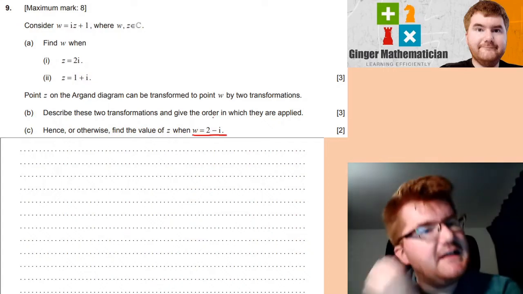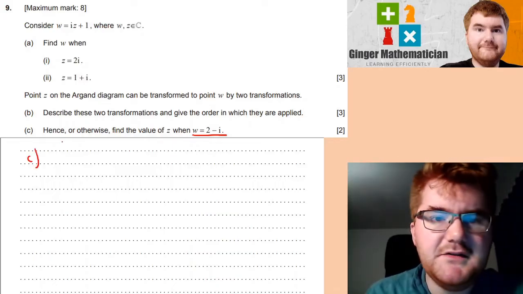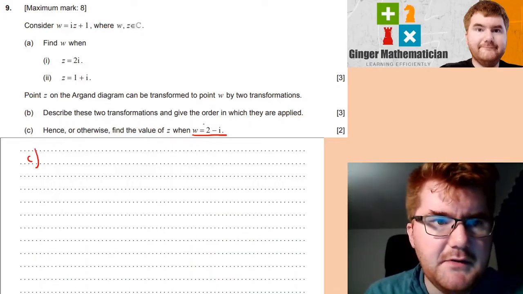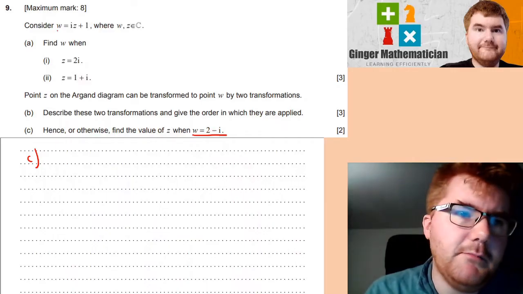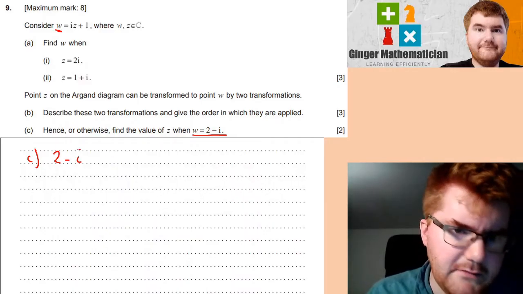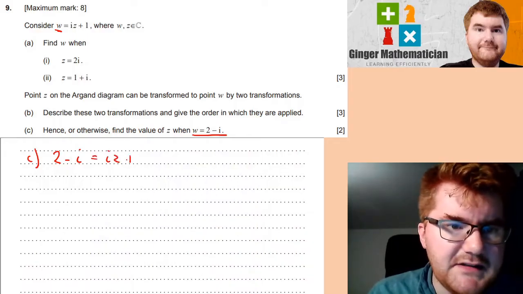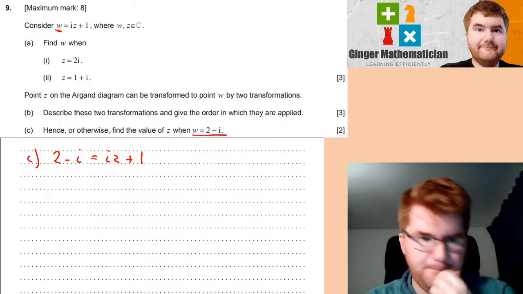Now I always take an algebraic approach when I have the opportunity. So what we're going to do here is w is equal to 2 minus i. So I'm going to replace the w here with 2 minus i. This is the algebraic approach to take here. And we want to work out z, so we want to make z the subject.